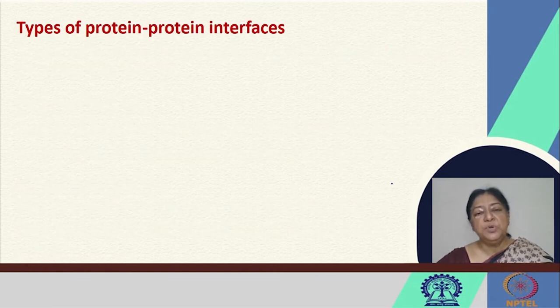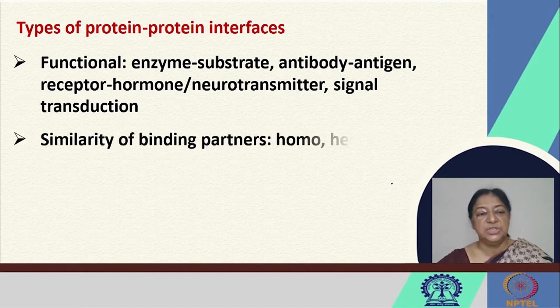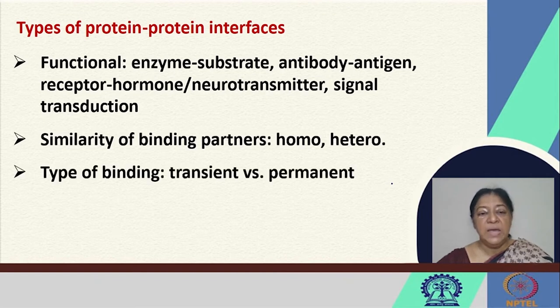So the types of protein-protein interfaces that we have here can be of a functional type. They could be enzyme, substrate, antibody, antigen, receptor, hormone, or signal transduction type. There can be a similarity of the binding partners. They could be similar, which could mean a homotype or a heterotype. And the type of binding can be transient or permanent.